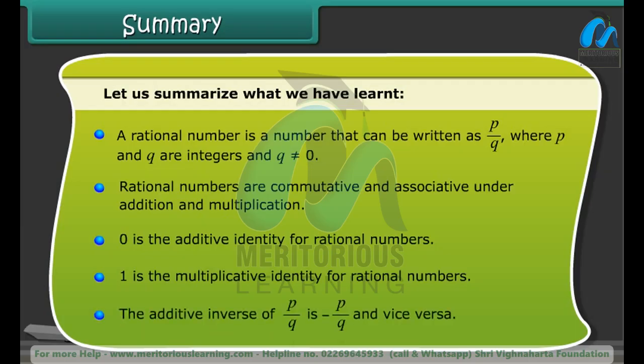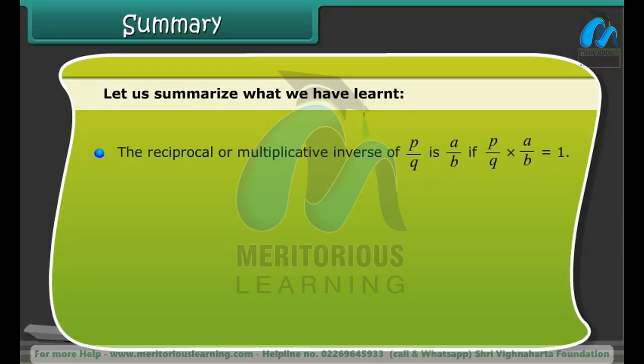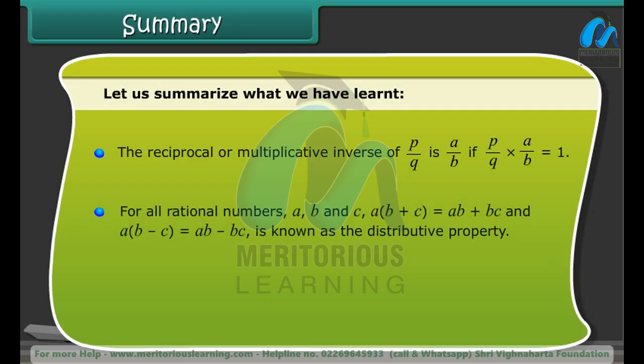The additive inverse of P upon Q is minus P upon Q and vice versa. The reciprocal or multiplicative inverse of P upon Q is A upon B if P upon Q into A upon B is equal to 1. For all rational numbers A, B and C, A into B plus C is equal to AB plus AC and A into B minus C is equal to AB minus AC, which is known as the distributive property.